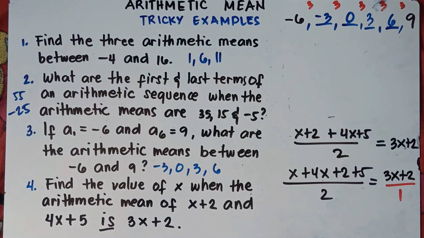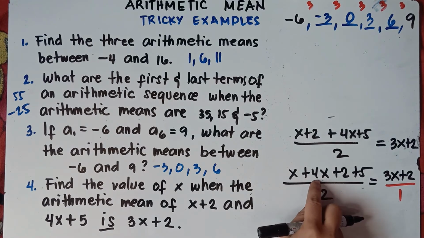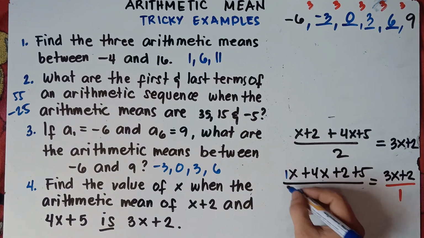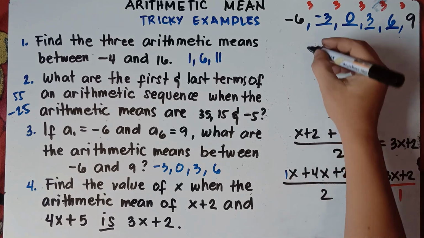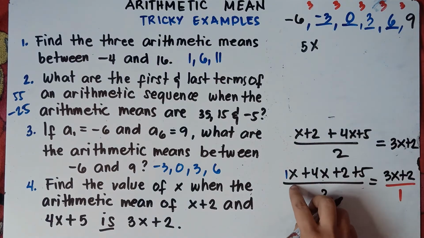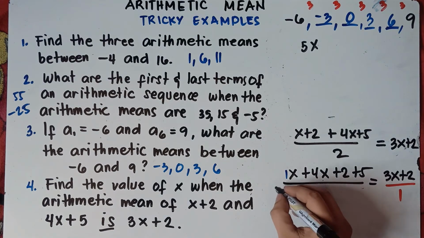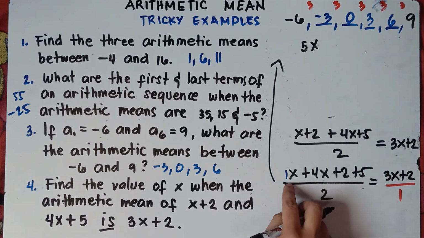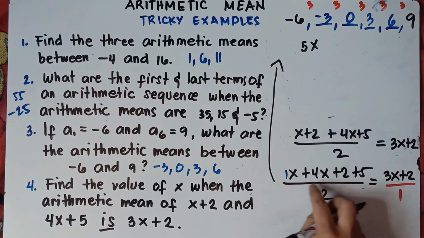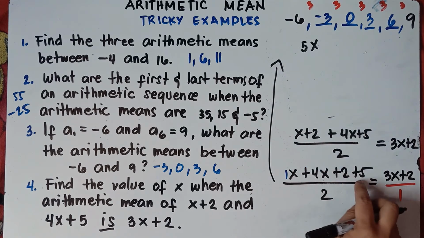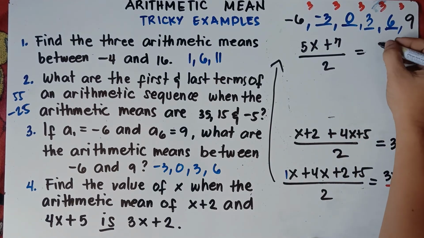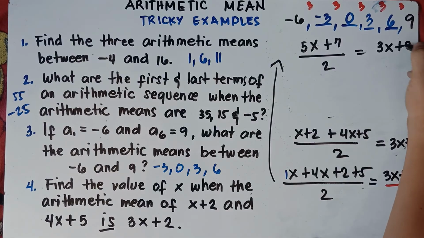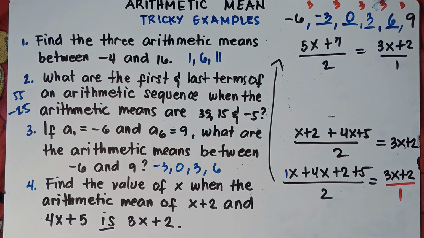So add this one, x plus 4x. Understand that there's a 1 here, class, before x. So x plus 4x, add the numbers, 1 plus 4, that's 5. Then simply copy the variable, 5x. Then 2 plus 5, that is 7. Plus 7 over 2 equals 3x plus 2 over 1. I will just put over 1, class. Understand that any numerator has a denominator of 1.